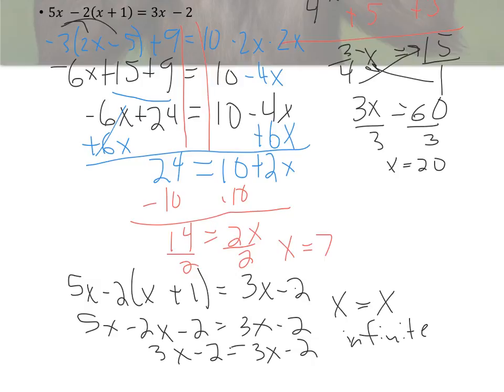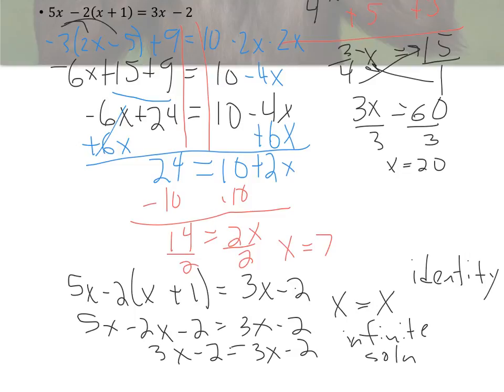Infinite solutions, S-O-L-N, that's an abbreviation for solution. Or you can say it is an identity because it shows that both sides are equal. Okay, so if you solve your problem and then you get x equals x, you get identity.